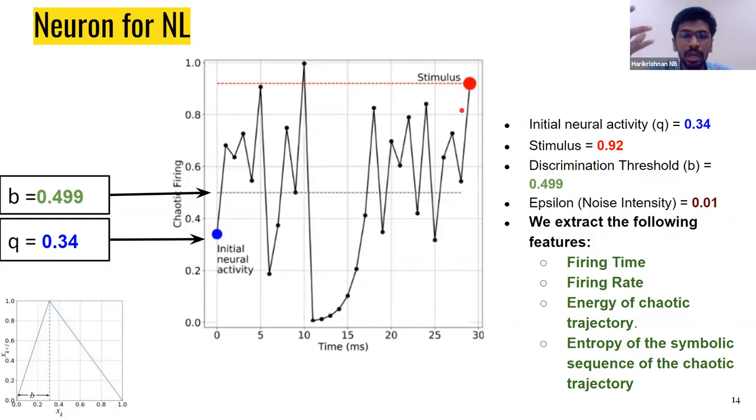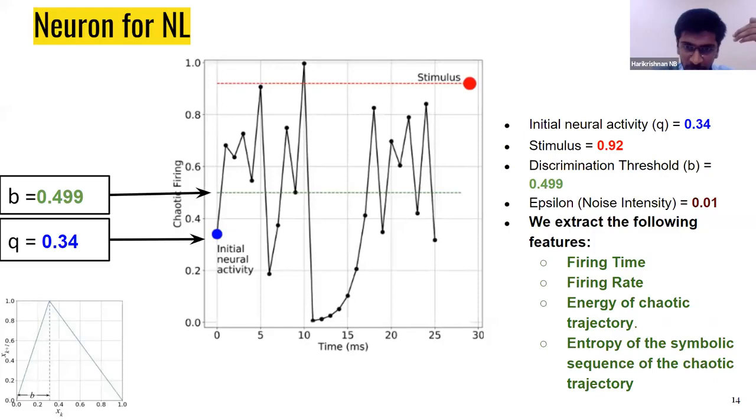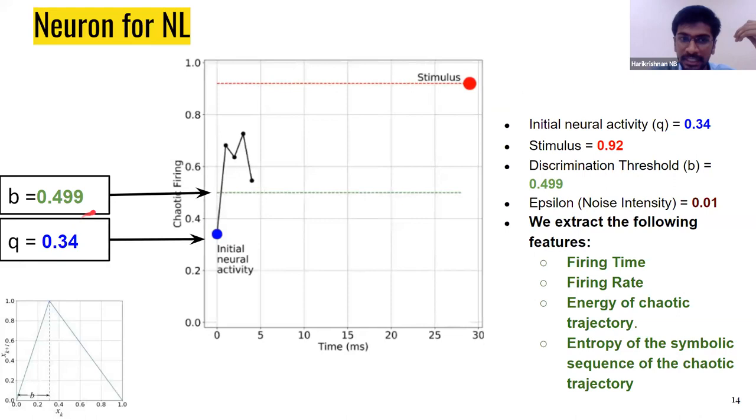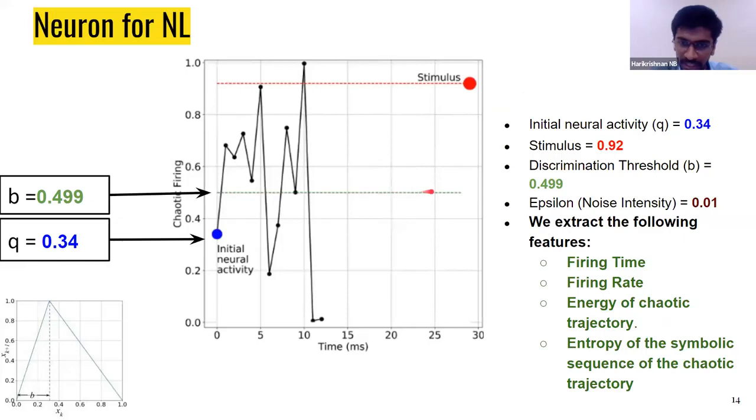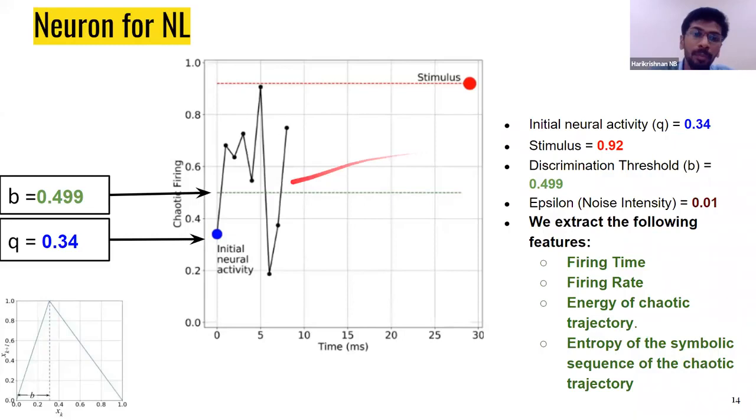Now the question is, how do we fix the initial neural activity? In this architecture, there are mainly three hyperparameters which have to be tuned. They are the initial neural activity, which is Q, that you see here. And there is something called the discrimination threshold, the green dotted line that you see here. In this example, it is 0.499. And epsilon decides the stopping criteria. Now, once I fix Q, B, and epsilon, I can extract meaningful information from this chaotic trajectory. Let us see what all things I can extract.